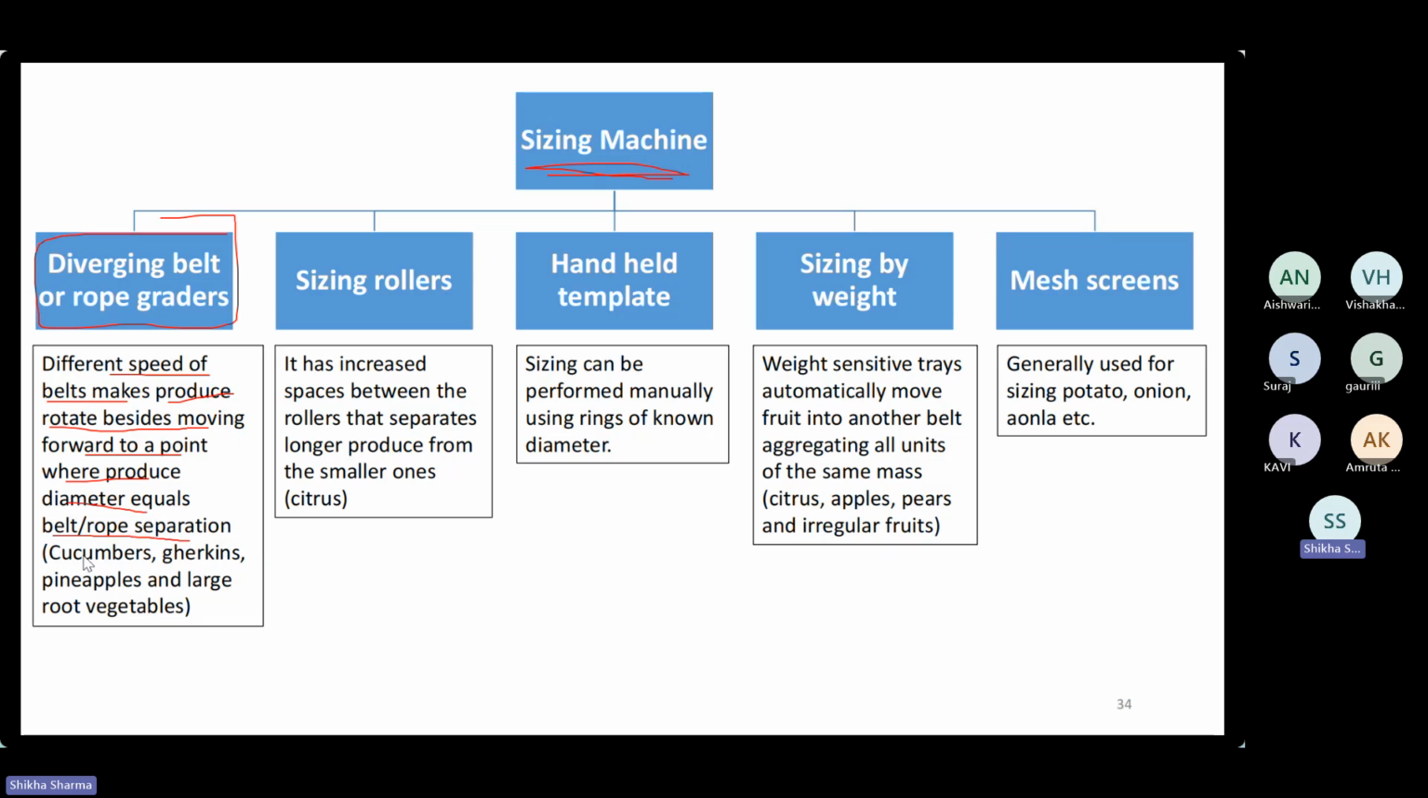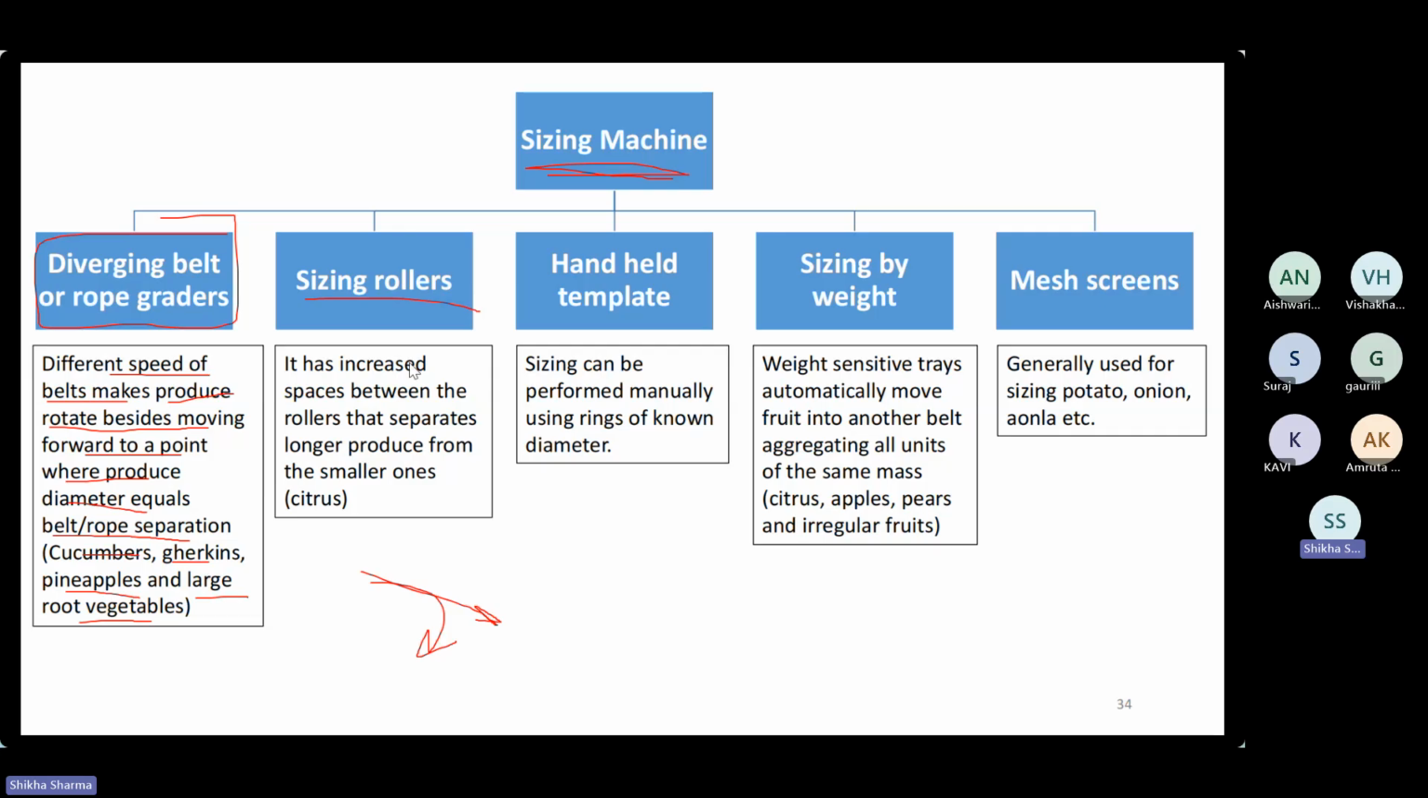So it will be used for cucumbers, gherkins, pineapple, and large root vegetables. It has different speeds of rotating belts. If the belts are moving with different speeds, what is going to happen? The separation will happen because every produce has a different shape, size, and diameter. So based on that, the separation is there.